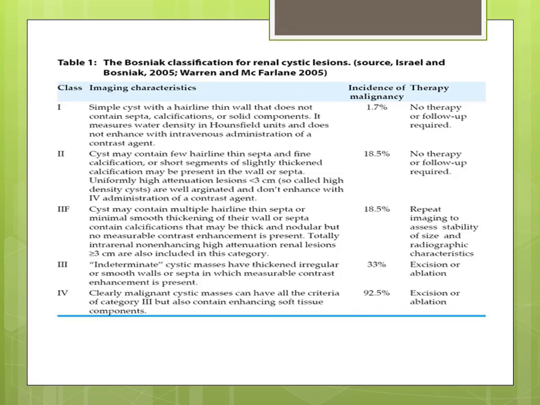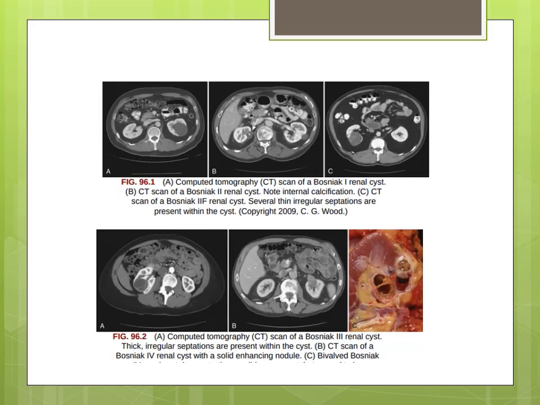Now class 3 is the indeterminate cystic mass that has an irregular thick wall or septa in which contrast enhancement is present. So in the class 3 cyst, contrast enhancement is present and the risk of malignancy is 33%, which is quite high, and excision or ablation is advised in class 3 cysts. This is the class 3 cyst. You can see there are multiple septa, showing calcification as well.